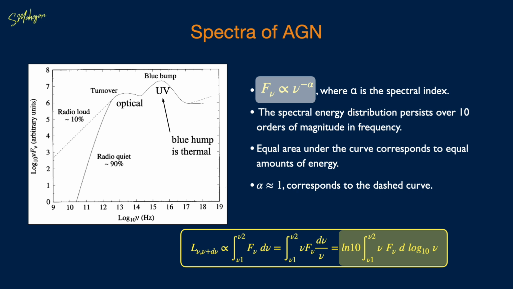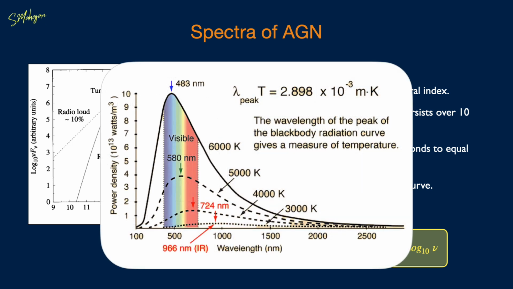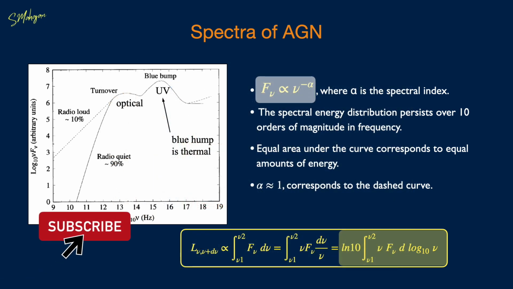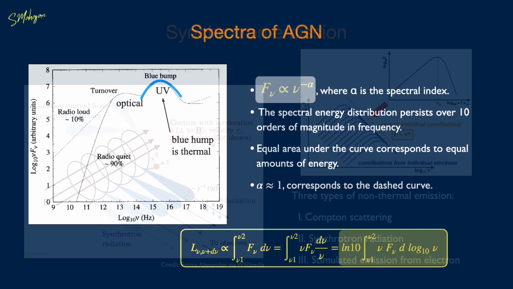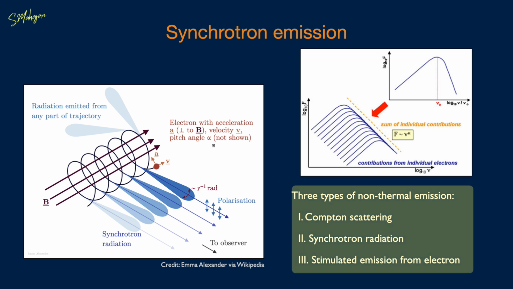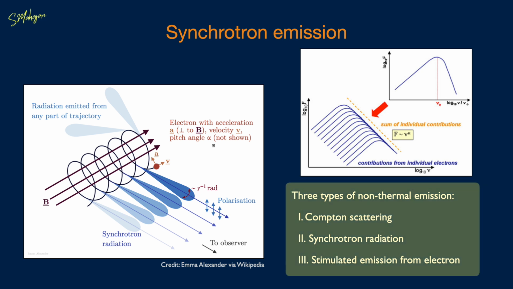Now we know that AGN spectra are formed by a combination of thermal and non-thermal emission. Thermal emission means the emission from sources such as stars which follow a black body spectrum and are mostly unpolarized. The non-thermal emission, on the other hand, originates from highly polarized sources and follows a power law spectrum. As the name suggests, this emission is independent of the temperature of the source. In astronomy, we encounter three main types of non-thermal emission. Of these, the synchrotron radiation is most important in the context of AGN.